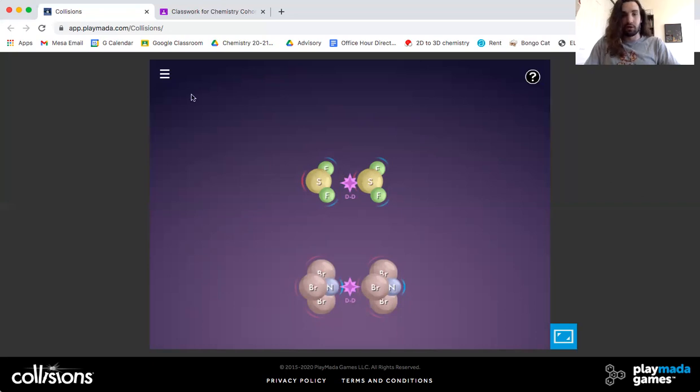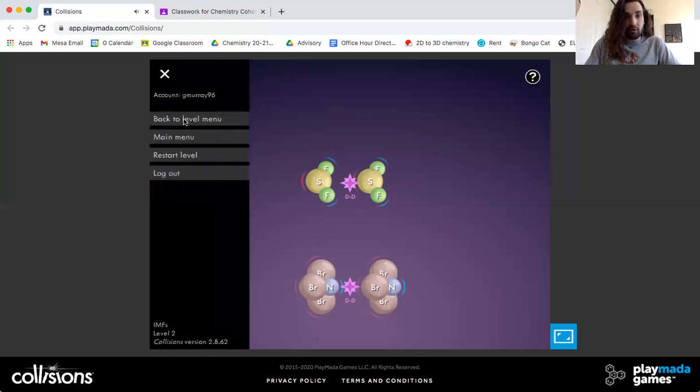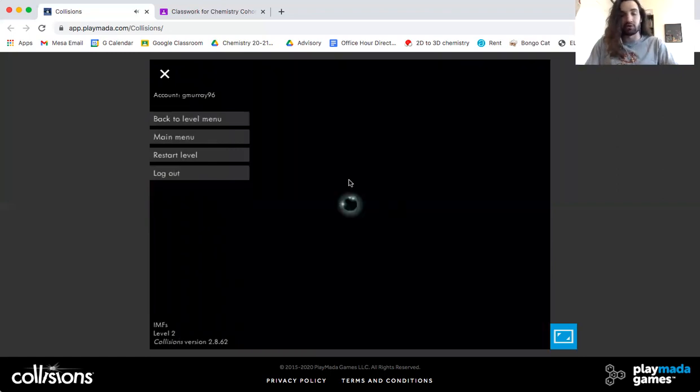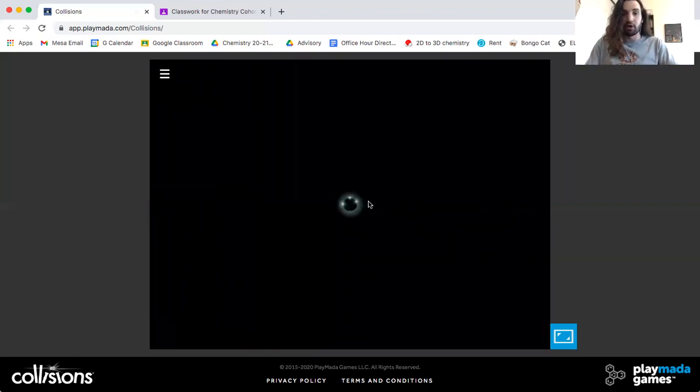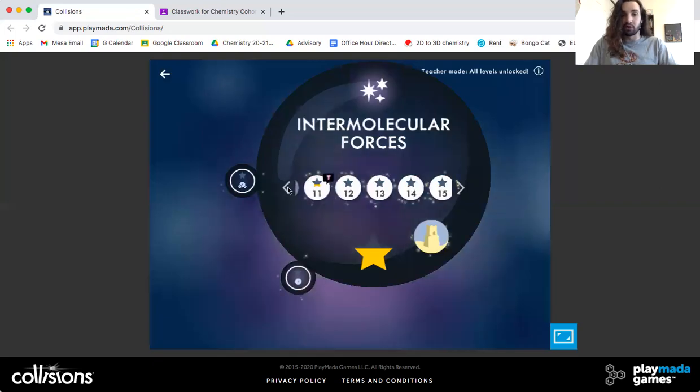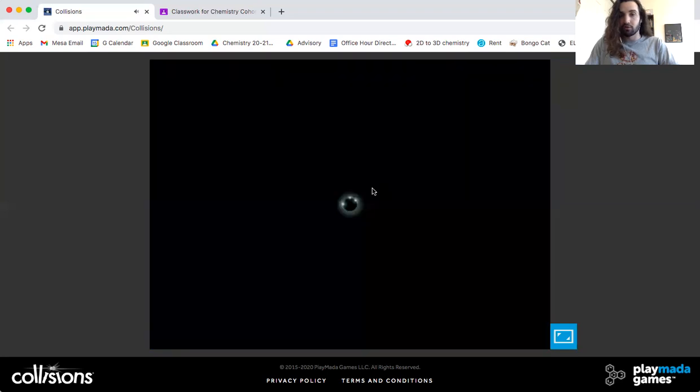Okay, how do I go to the next level? Let's go back to the level menu. You won't have to do this because you'll probably just be clicking next level. If you need to review any of the levels for questions, you go back to the level menu and you can do this. I'm going to go to level 3 because we just did level 2.